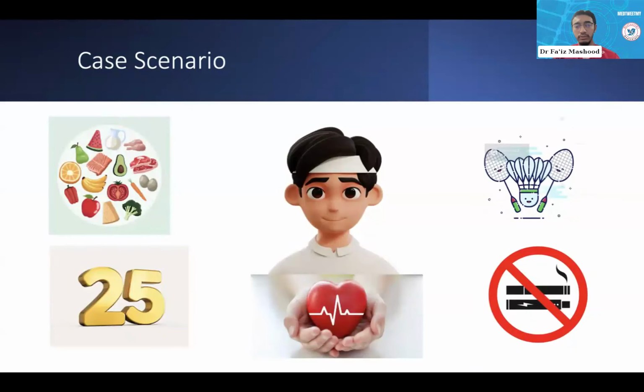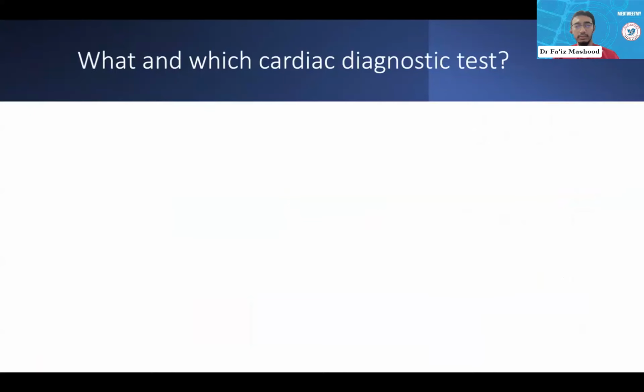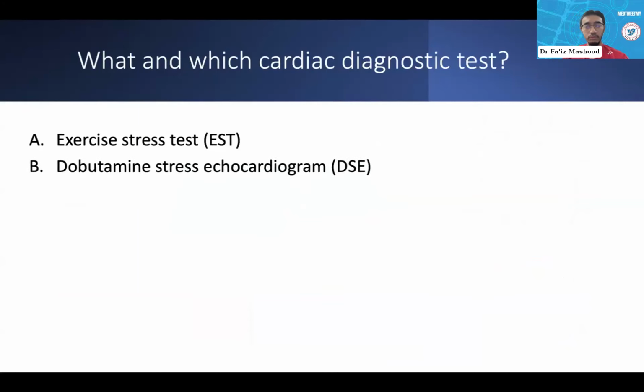So he comes to us to seek medical advice. Let's say we are the doctor who sees our athlete here. Which cardiac test would we offer to our athlete? Are we talking about a treadmill test? Do we want to offer a stress echocardiogram? It can be a dobutamine stress echo or a treadmill stress echocardiogram.